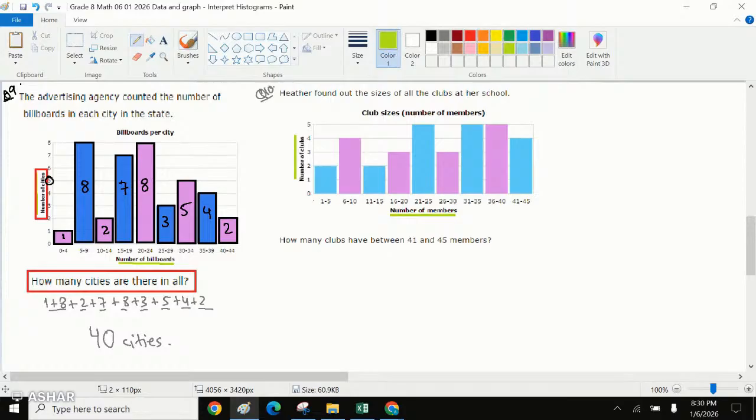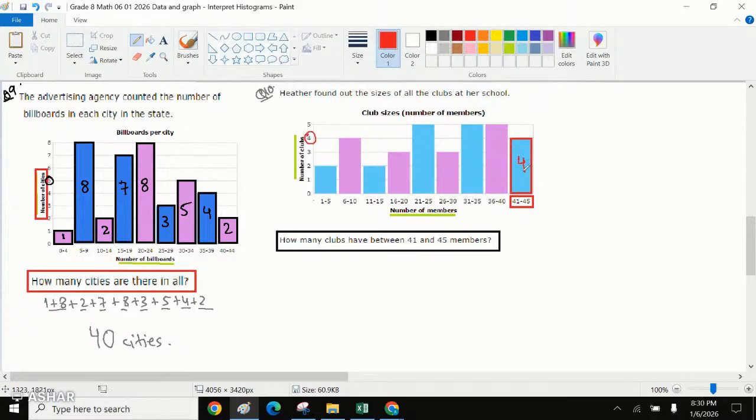So let's see. The question they're asking us is, how many clubs have between 41 and 45 members? So what they're asking us is a specific value. They're not asking us the total right now. Okay. So for the specific, we go to the specific. Let's see where we can find 41, 45. Yes. And we make the box. Just highlight it.